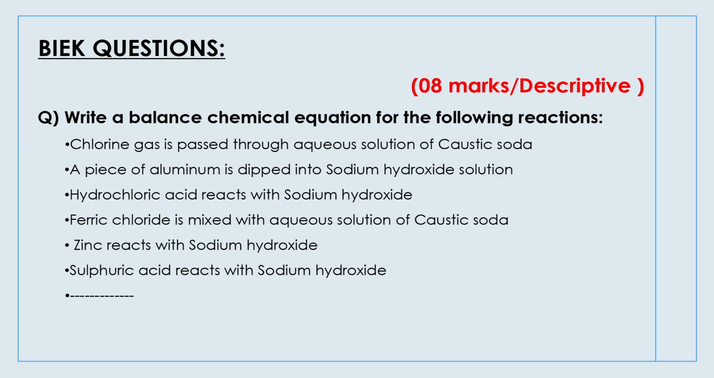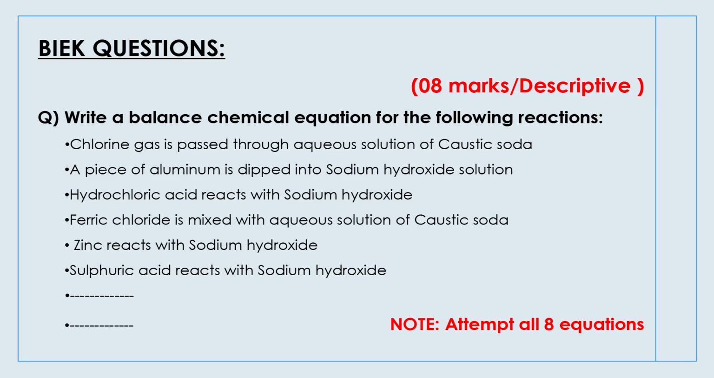Hydrochloric acid reacts with sodium hydroxide. Simple reaction of sodium hydroxide with the acid, in which we have two acids, hydrochloric acid and sulfuric acid. Ferric chloride is mixed with aqueous solution of caustic soda. That means the reaction of sodium hydroxide with ferric chloride. Again, complete balanced equation must be mentioned to attain full marks in your board examinations. Reaction of zinc with sodium hydroxide. Sulfuric acid reacts with the sodium hydroxide.